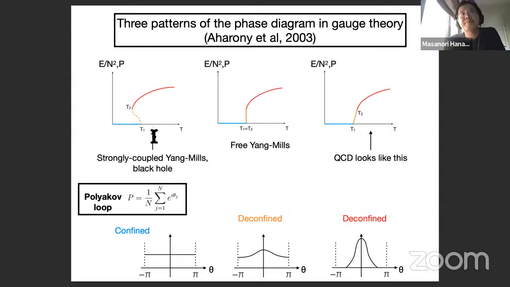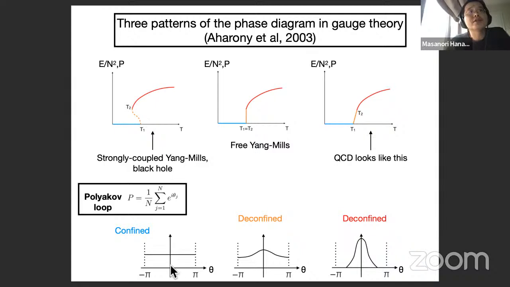Okay, and in terms of the eigenvalues of the Polyakov loop, which is a holonomy wrapped on the temporal direction, in large N gauge theory we have N phases. And when N is infinite, we can imagine a continuous distribution of the phases. In the confined phase, the distribution is just uniform, so the height is just 1 over 2 pi.